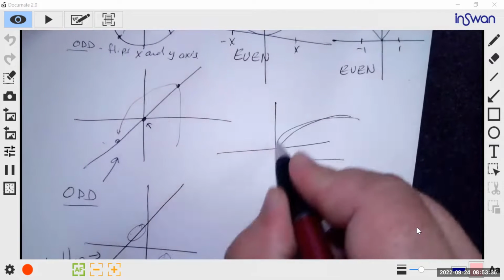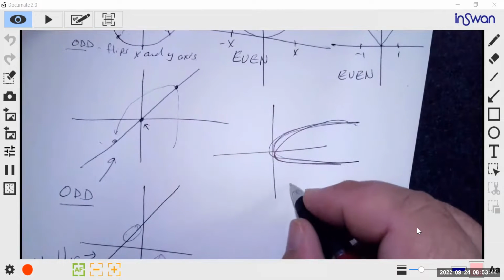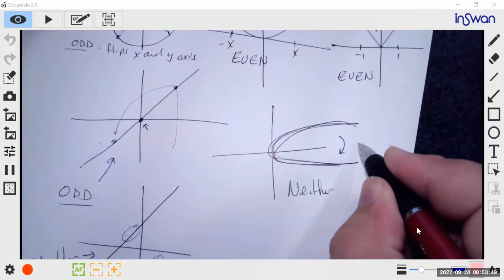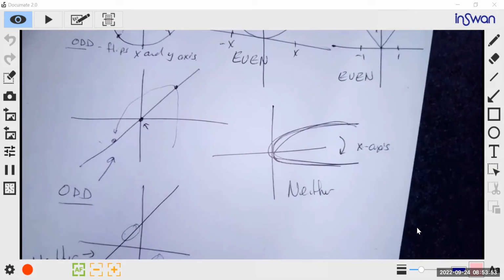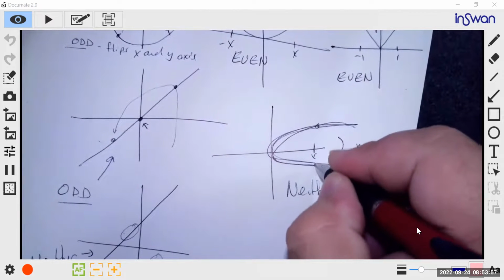And this last one, hyperbola. Is it symmetric? Not a function. It's not a function. It's neither. But it is symmetric about the x-axis. Because for any one x you give me, I have two values of y.